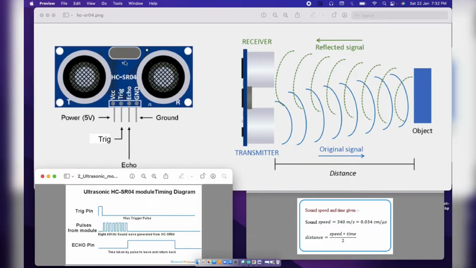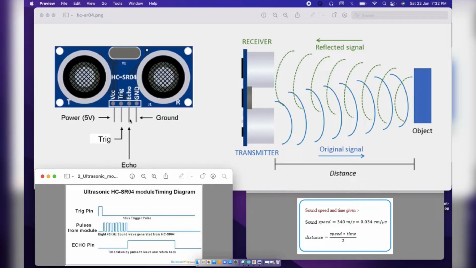This sensor has one transmitter and one receiver, and for this ultrasonic sensor there are four important terminals. The first one is VCC, which is given 5 volt. The second one is the trigger pin. Trigger pin is an input pin, used to start distance measurement with a 10 microsecond pulse from an Arduino.